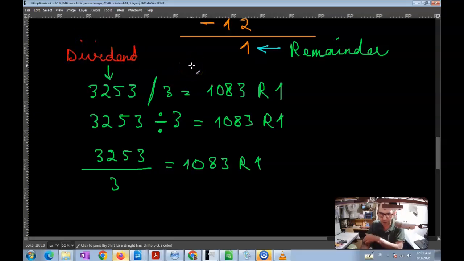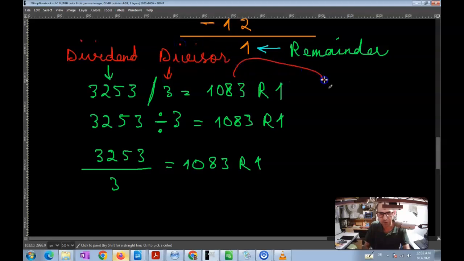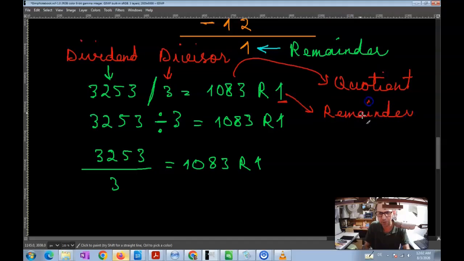this number over here is the divisor, this number over here is the quotient, and this number over here is the remainder. Again the same thing: the dividend, the divisor, the quotient, and the remainder.